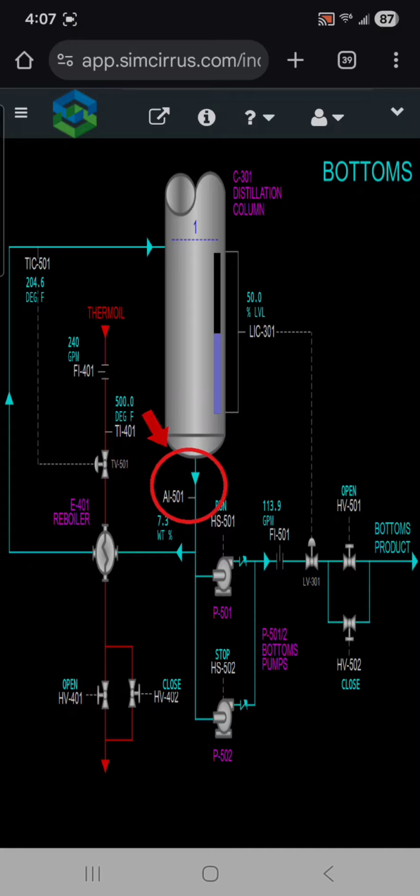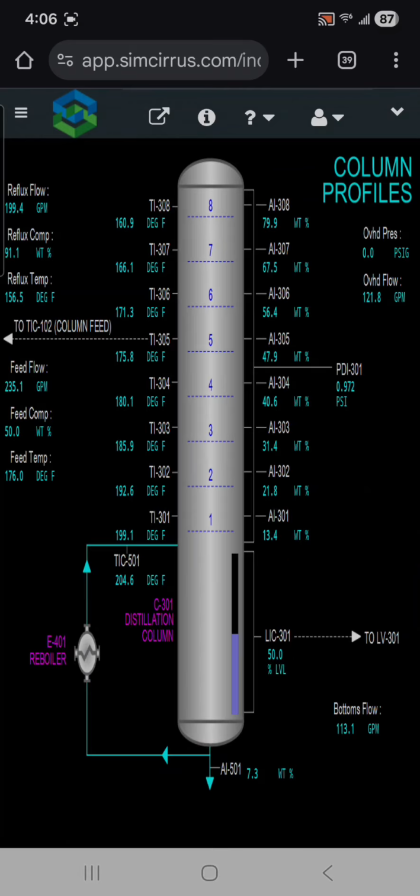The heavies leaving the bottoms become the bottoms product, and a portion of it is directed to the reboiler. From the reboiler, it returns to the column bottoms. The reboiler is what supplies the heat to the column. The bottom is the hottest part of the column. Any lights in the bottom should flash into vapor at this temperature.